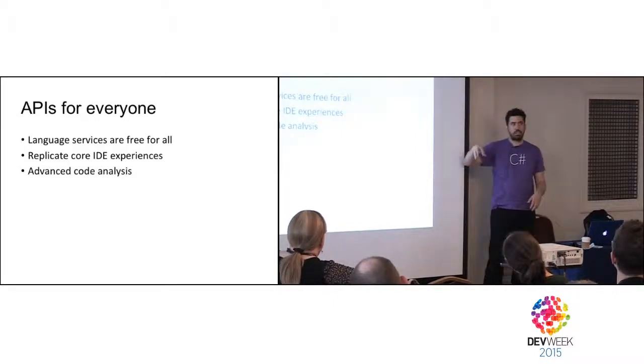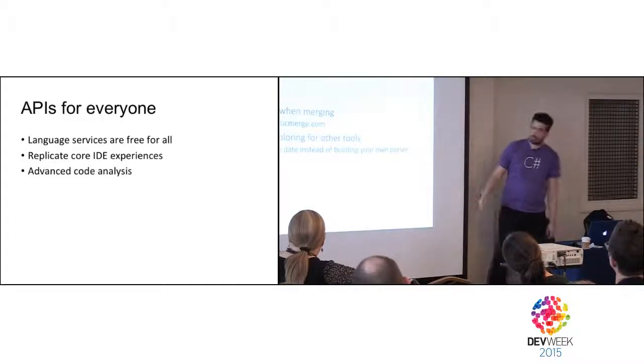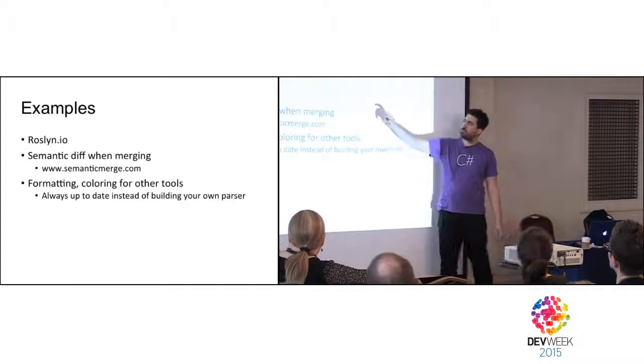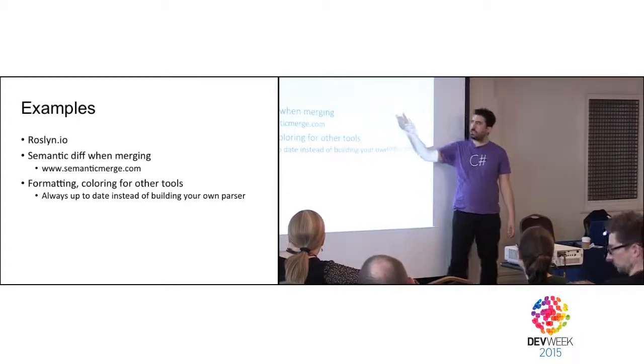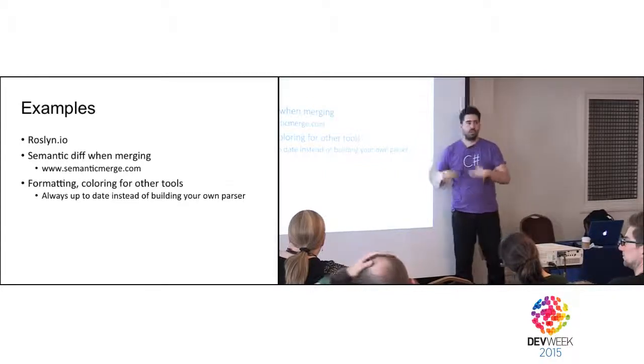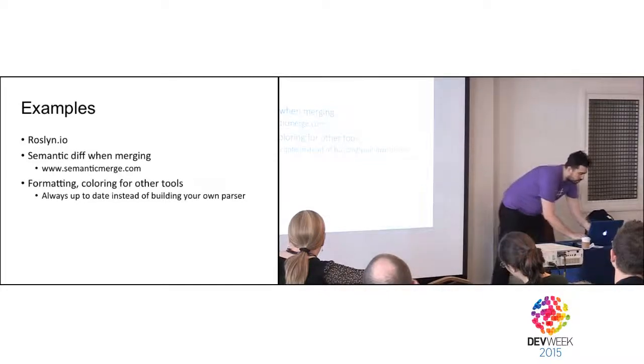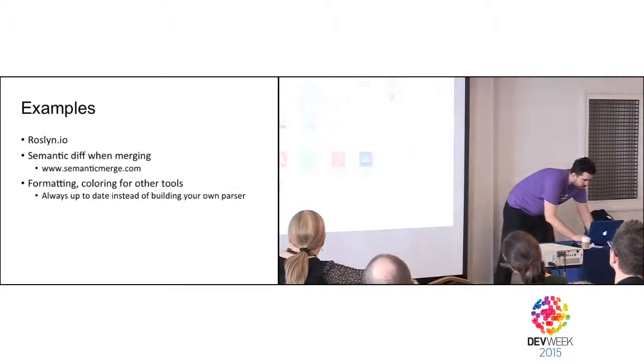So you can basically build services on top of Roslyn. There are some examples. Roslyn IO is a service where you can create documentation. It's not documentation. You take your code and put it online, and it will be all cool and highlightable. Let me show you how it looks. Roslyn.io.